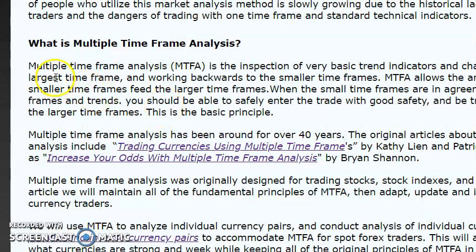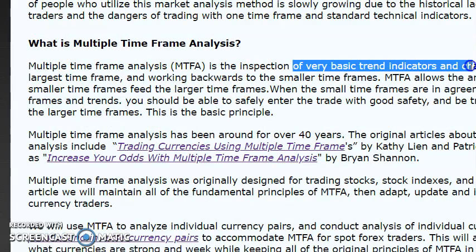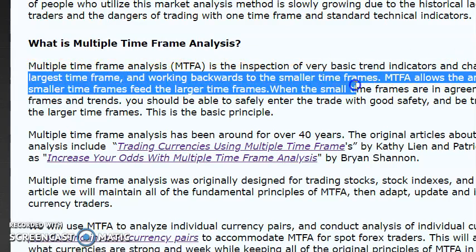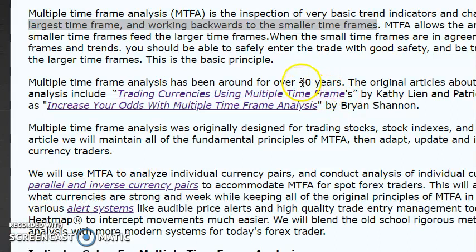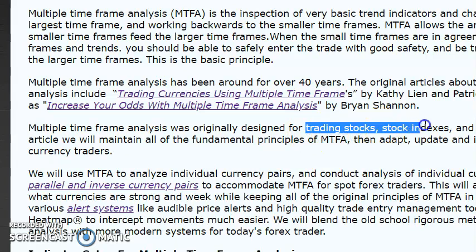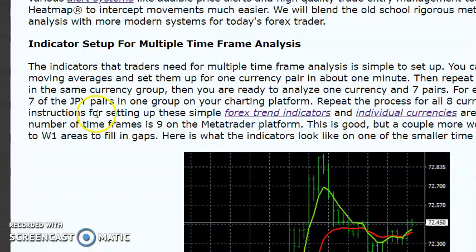So with multiple time frame analysis, you inspect the trend indicators, some simple trend indicators, and you always start with the largest time frame and you work backwards through the smaller time frames. There's some background information right here. If you click on these two links, you'll see that multiple time frame analysis has been used for over 40 years, mostly for trading and analyzing stocks, indexes, commodities, etc. But in this article, we'll adapt multiple time frame analysis for the Forex market.